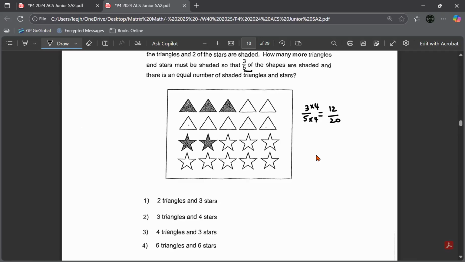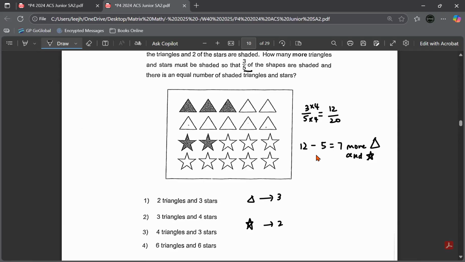Okay, so you have 5 shaded already, so you know you need 12 shaded. So you take 12 minus 5. You need 7 more triangles and stars, a mixture of them. Okay, total of 7 more triangles and stars. Not only triangles, triangles and stars together 7. So if you look at triangle, I already got 3. Star, I got 2. That is 5. So I need to add 7 more, so that the total for each will be equal.